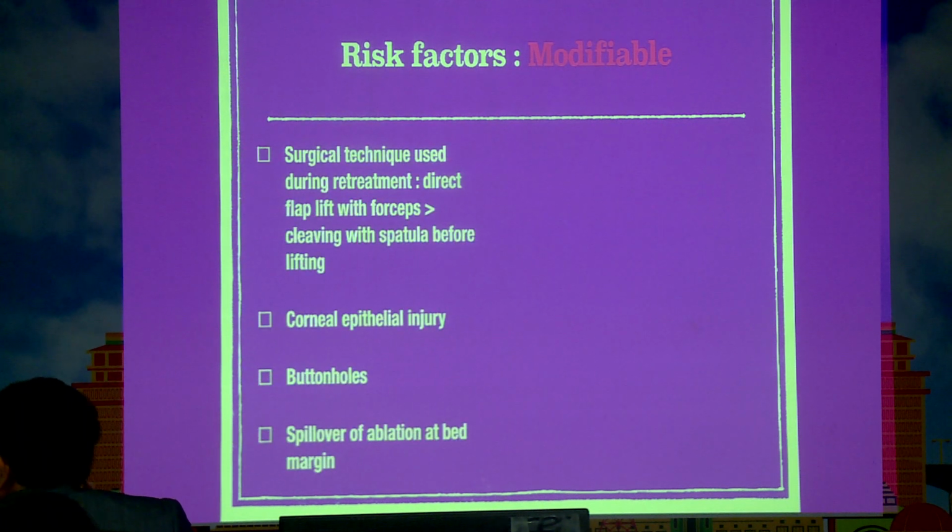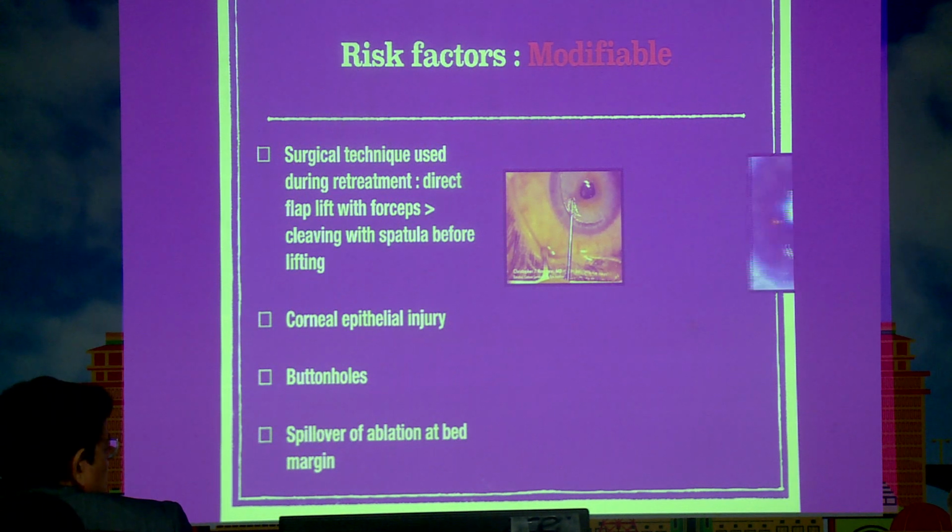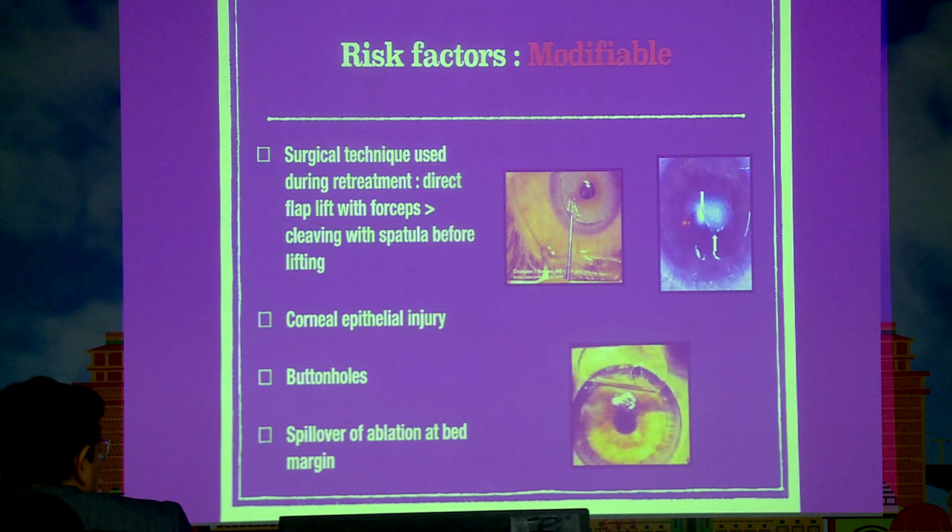Coming to the modifiable, the surgical technique used during retreatment is also responsible, and there is a higher incidence of ingrowth with direct flap lift with forceps as compared to cleaving with spatula before the lifting. Corneal epithelial injury, buttonholes, and spillover ablation at the bed margin.